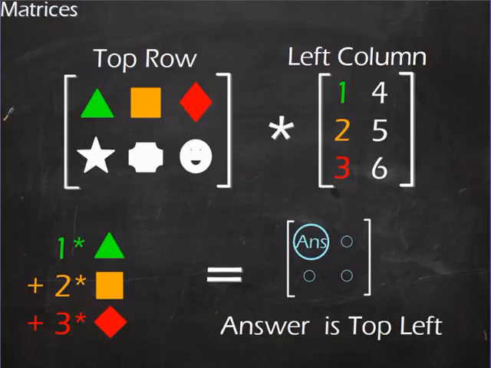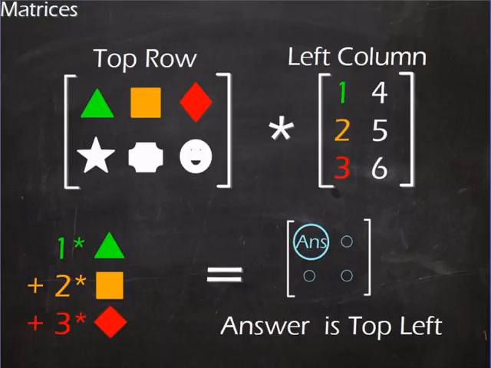The way that we generally, always do them really, we multiply the individual elements of the top row by the left hand column, and that answer goes in the top left. So here we'd have triangle times 1, we'd then add that to square times 2, and then we'd add that to this diamond times 3, and the answer would go top left because it's the top row and the left column.